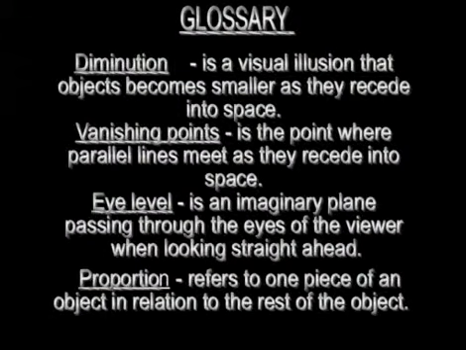Glossary. Diminution is a visual illusion that objects become smaller as they recede into space. Vanishing point is the point where parallel lines meet as they recede into space. Eye level is an imaginary plane passing through the eye of the viewer when looking straight ahead. Proportion refers to one piece of an object in relation to the rest of the object.